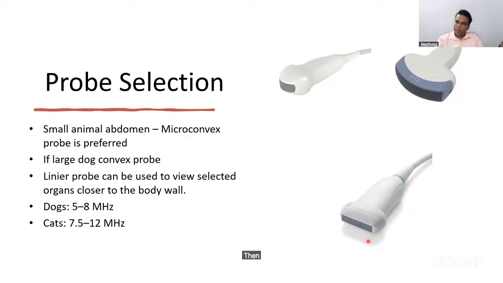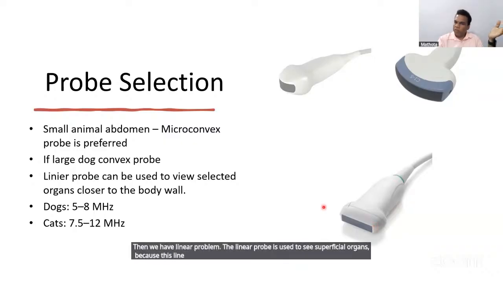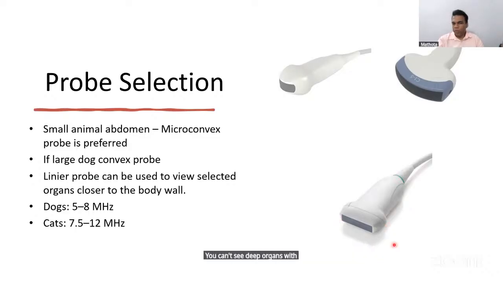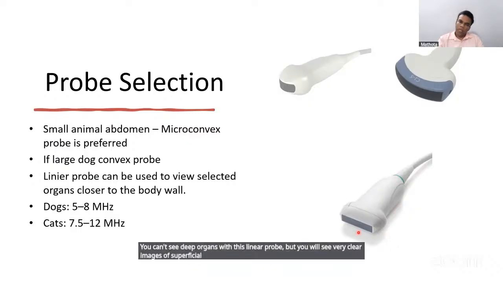Then we have the linear probe. The linear probe is used to see superficial organs because, most of the time, those are high frequency probes. With this high frequency, we can get high resolution images, but the penetration is poor. You can't see deep organs with this linear probe, but you will see very clear images of superficial organs. Sometimes we can use this to scan superficial organs like the spleen.